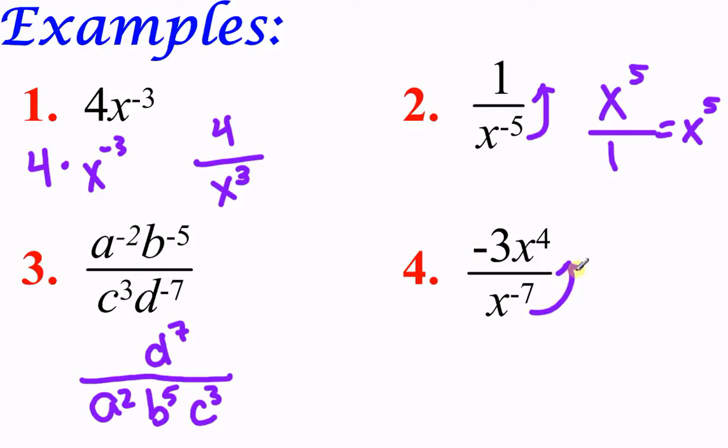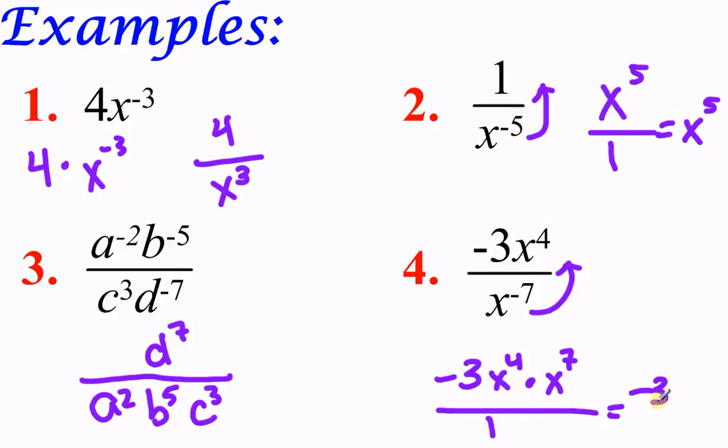This will come up to the top here. So negative 3 x to the 4th multiplied by x to the 7th, all over 1 if you want to leave it there. We can go back to a couple of things we learned before. These x's are being multiplied, they are a common base. Let's add those up, and let's say that's negative 3x to the 11th, and that's how you leave it.